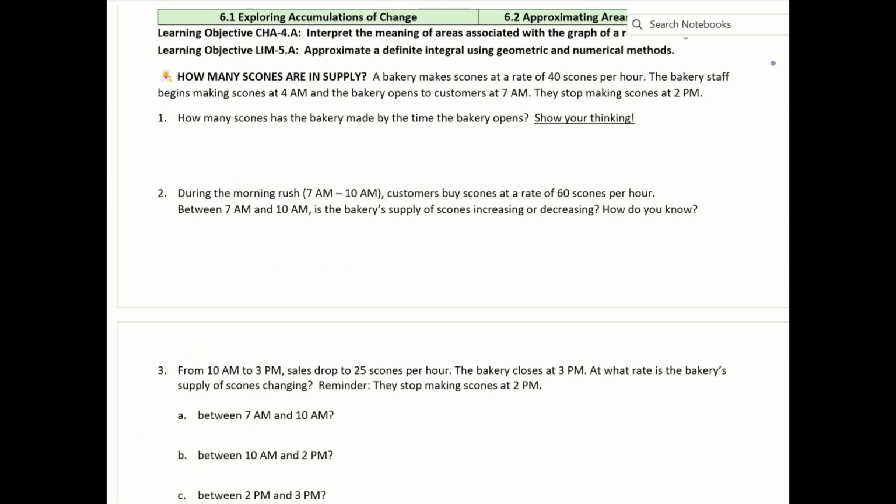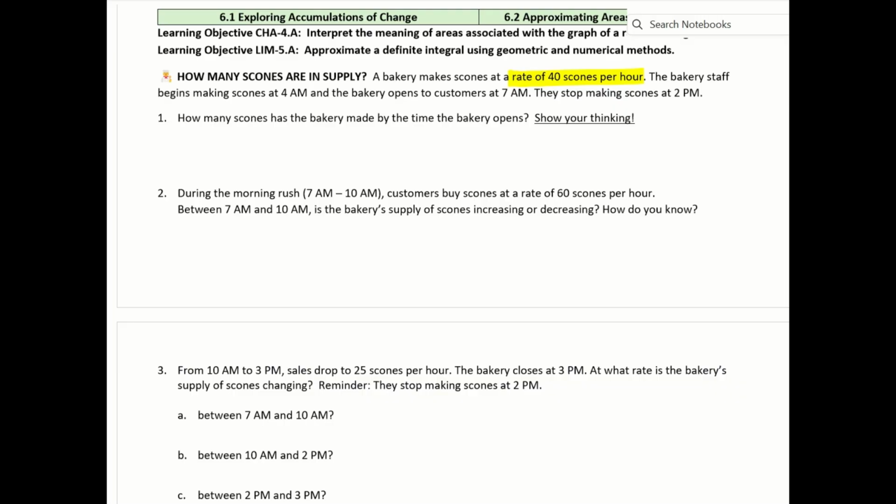All right, y'all. Today we are going to talk about accumulations and approximating areas under a curve with Riemann sums. So we're going to start out by talking about how many scones are in supply. So we got a bakery. They make scones at a rate of 40 scones per hour. So that's a rate. That's a derivative. Remember, rate is slope is derivative.